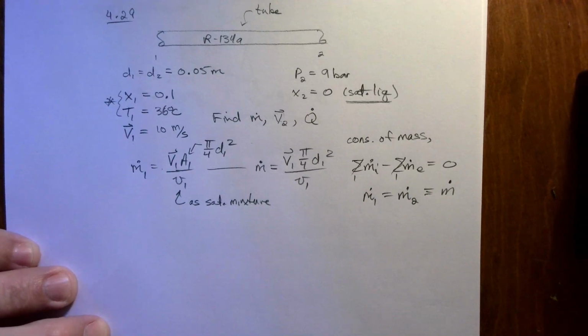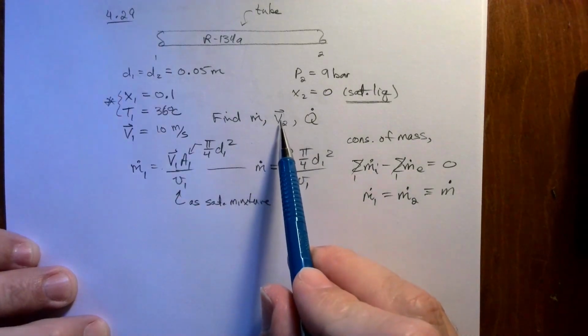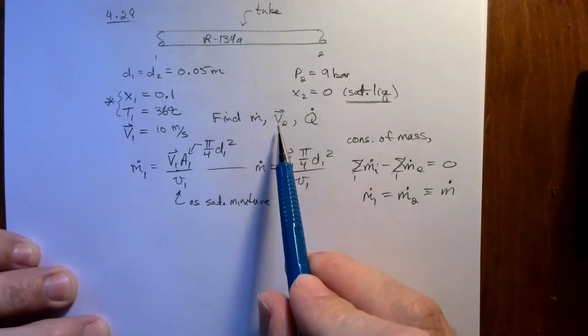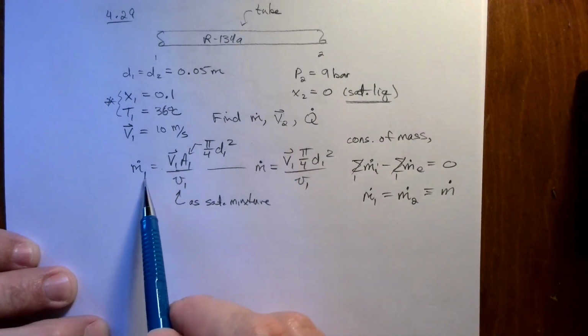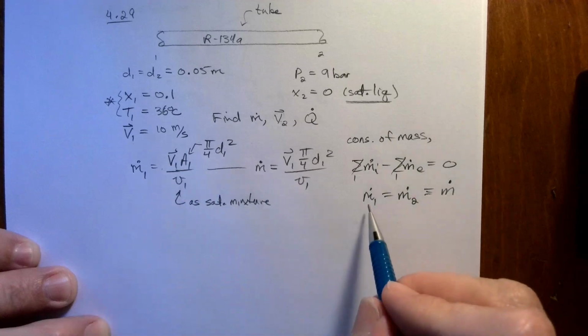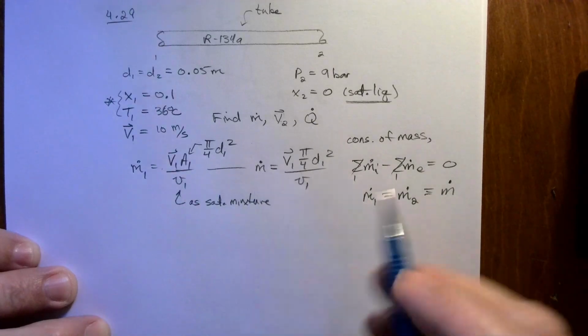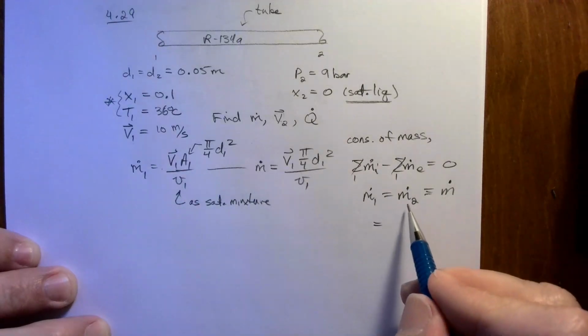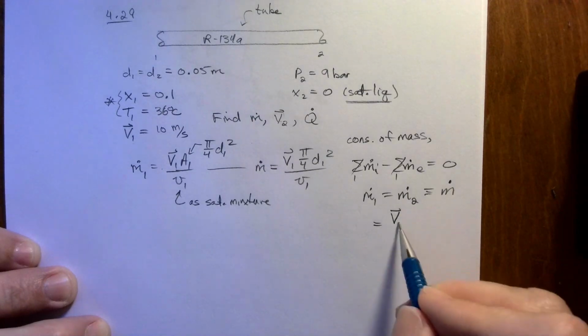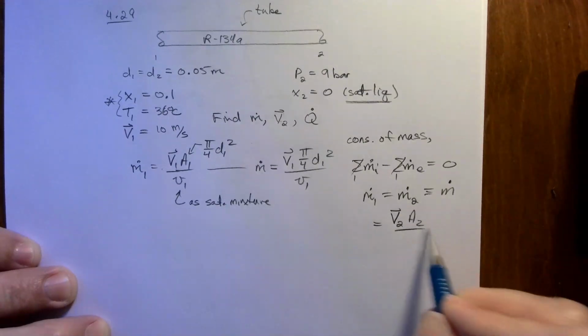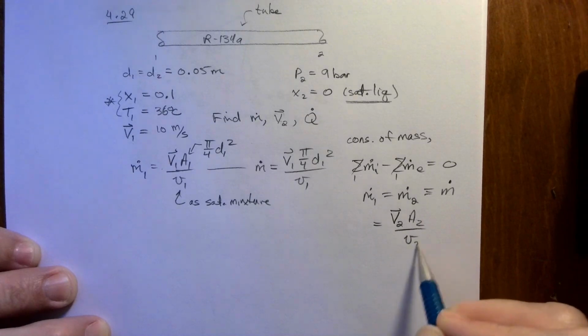Now how do we get the velocity at 2? The only equation you have where that velocity shows up is this kinematic connection to the mass flow rate, right? So if we can come up with m dot, we can also equate that at state 2. That'll be the velocity at 2 times the area at 2 divided by the specific volume at 2.